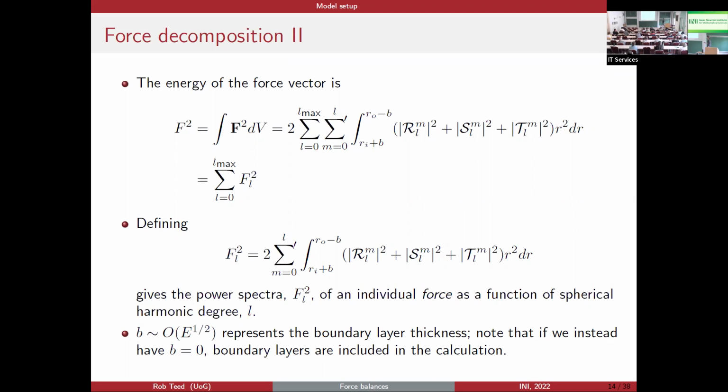depending on whether you include it or not. Most of what I'm going to show you is going to take the viscous boundary layers out of the problem, out of the integration, because then we can look at the balance in the bulk of the flow. But if I have time, I'll talk a little bit about what happens if you include the boundary layers.